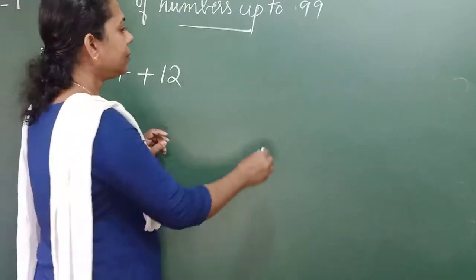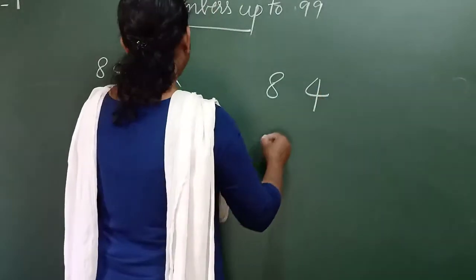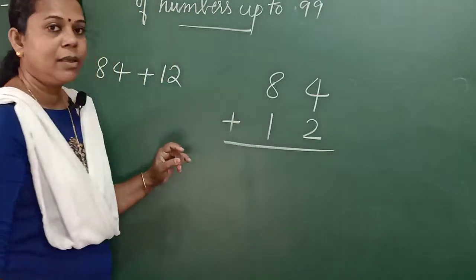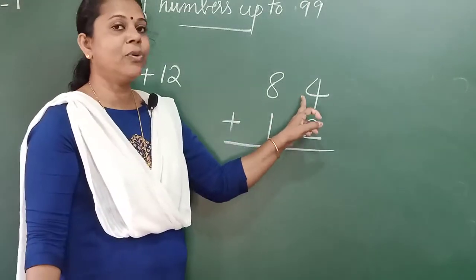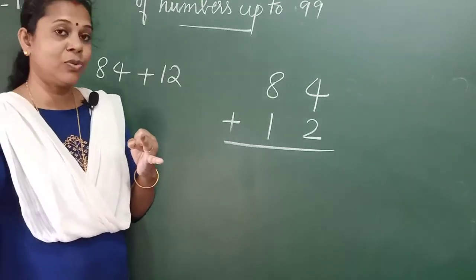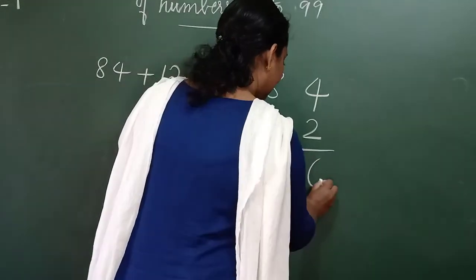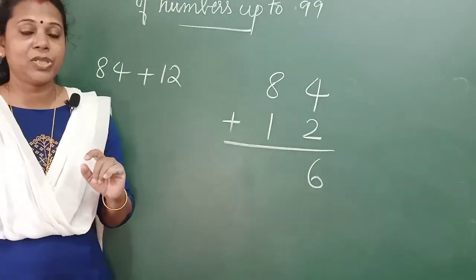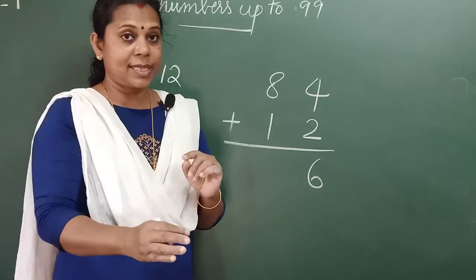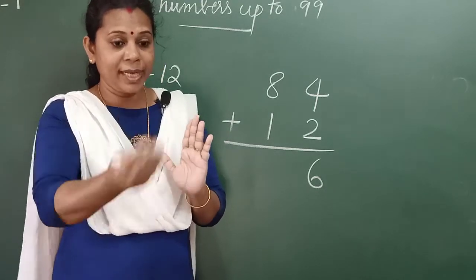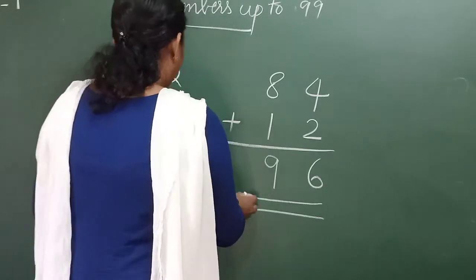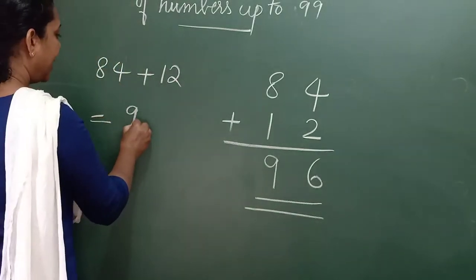Okay, it is 84. The two ones place digits are 4 and 2. 4 in mind, 2 in finger, right? 4 plus 2 is 5, 6. And 8 plus 1. We have learned this. This number is 1, the very next number. 8 plus 1 is the very next number of 8, that is 9. Your answer is 96.